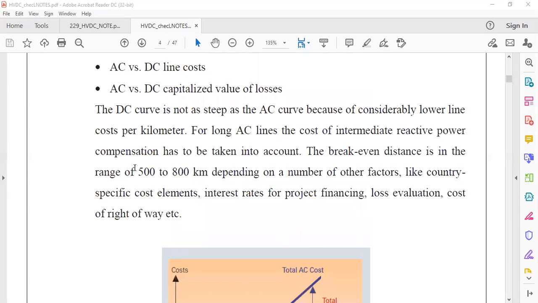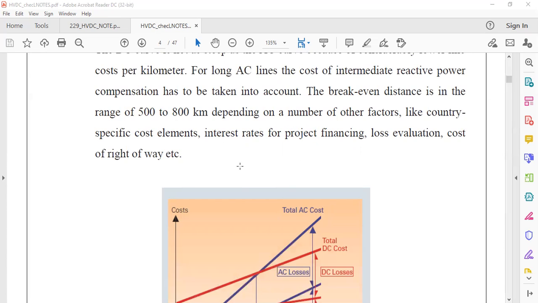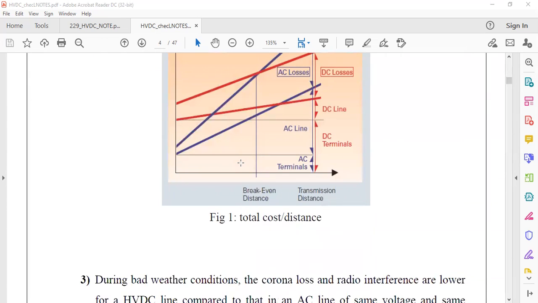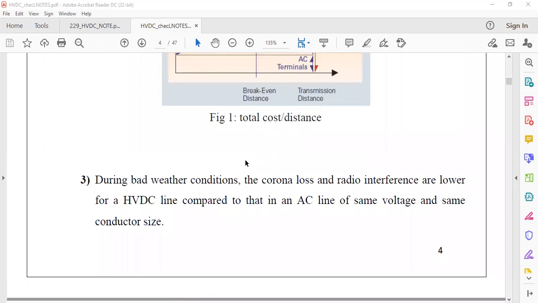So he said that the distance is from 500 kilometers to 800 kilometers, depending on a number of factors, like the country. So there is very less cost in case of DC, from 500 to 800, right?